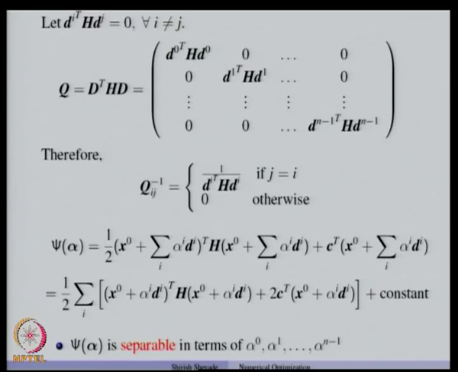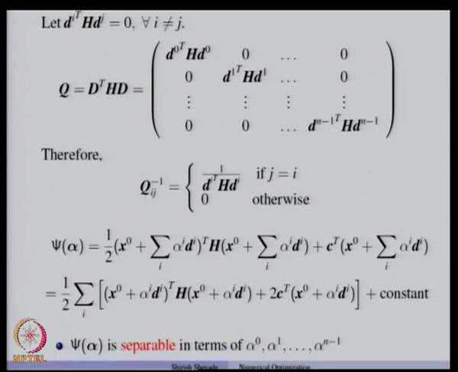So, this is a very important observation that psi alpha now becomes separable in terms of alpha 0 to alpha n minus 1, because this summation which was there in the earlier term had this coupling between d i and d j in terms of d i transpose H d j, and that coupling vanishes because of this condition. So, we have n terms here and each term is dependent on only one of the alphas.